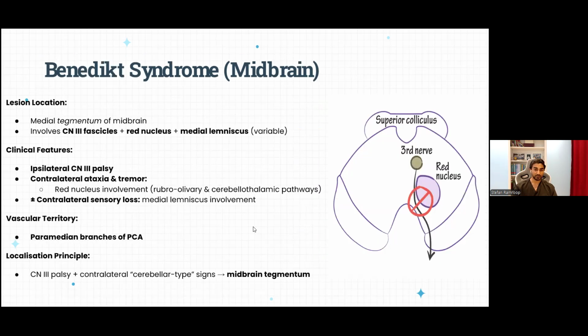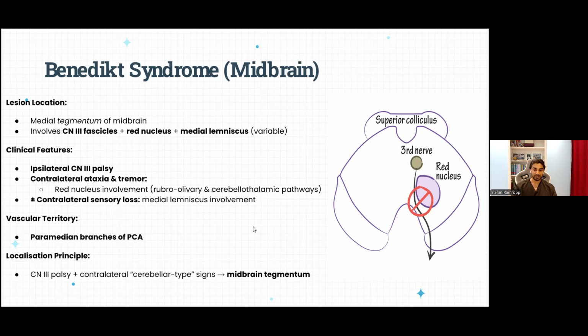Then there's Benedict syndrome. So as with Weber's, ipsilateral cranial nerve 3 involvement will produce ptosis, ocular deviation, and often pupillary dilation. This will tell you that the lesion is in the midbrain. So what distinguishes Benedict syndrome is the effect on the red nucleus and neighboring cerebellothalamic fibers. The red nucleus integrates cerebellar output and participates in motor coordination. So a lesion here would produce contralateral ataxia, dysmetria, and often a coarse or rubral tremor. So this cerebellar type presentation is a hallmark of Benedict's syndrome and helps differentiate it from Weber's.